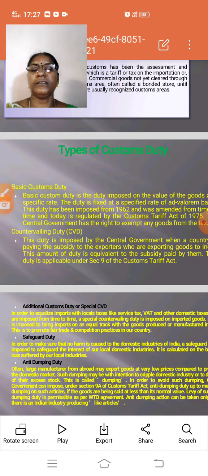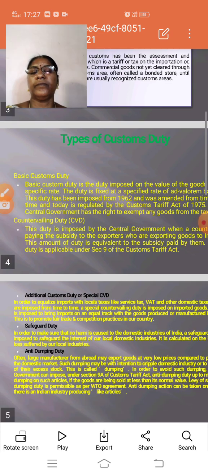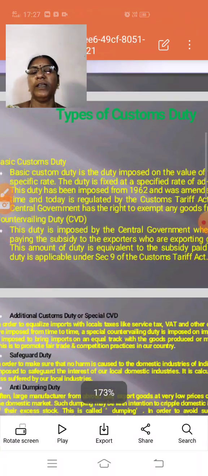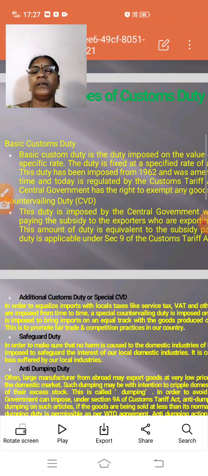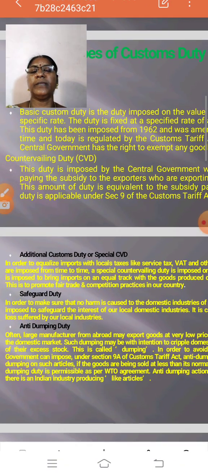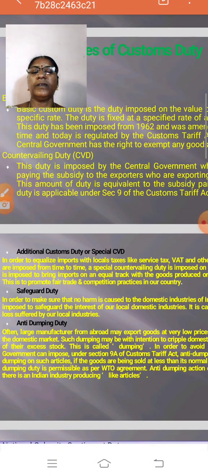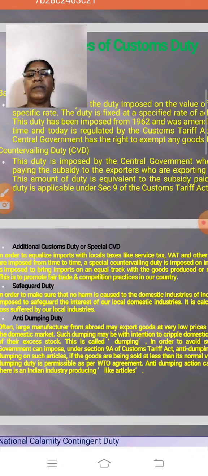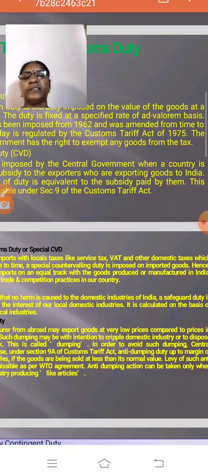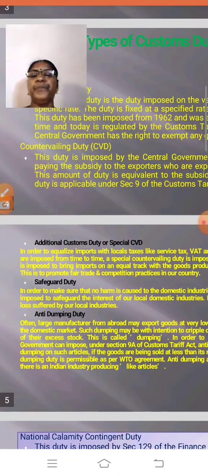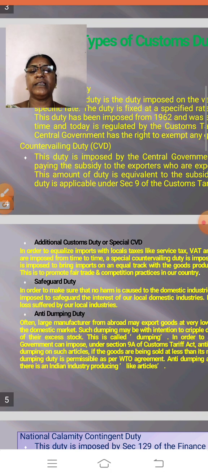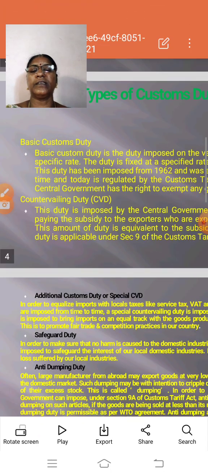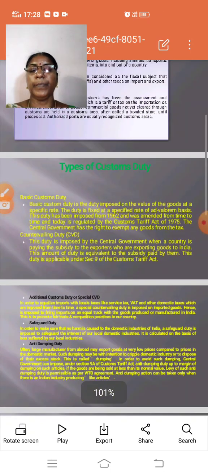And this is an agreement: some anti-dumping duty is permissible as per the World Trade Organization agreement. Anti-dumping actions can be taken only when there are Indian industries producing like articles.